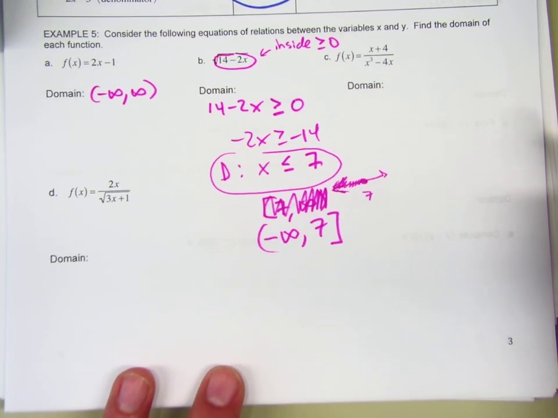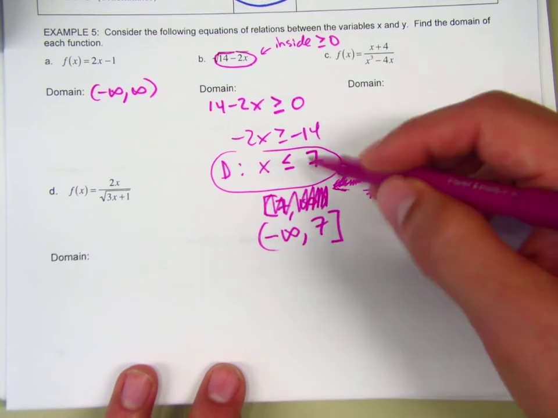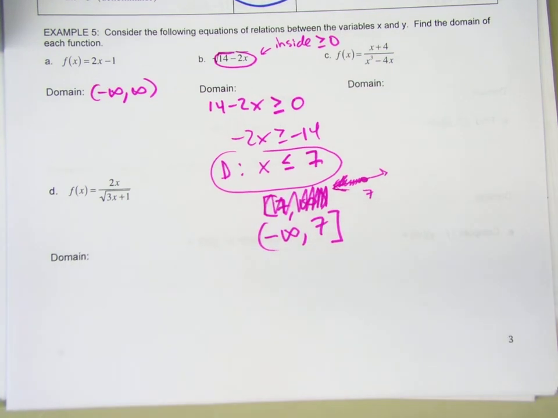I thought x less than or equal to 7 is the domain. Both of them mean the same thing. That's what I was trying to say. All right. Next problem.